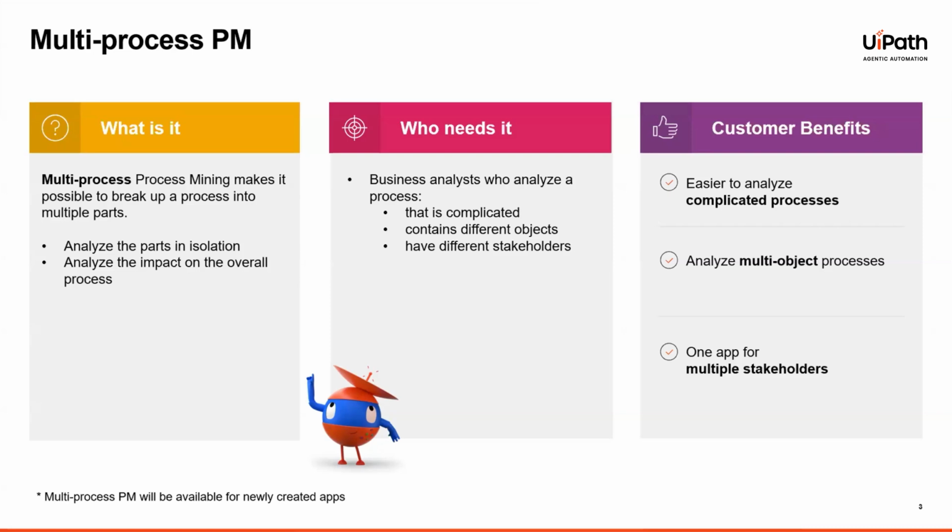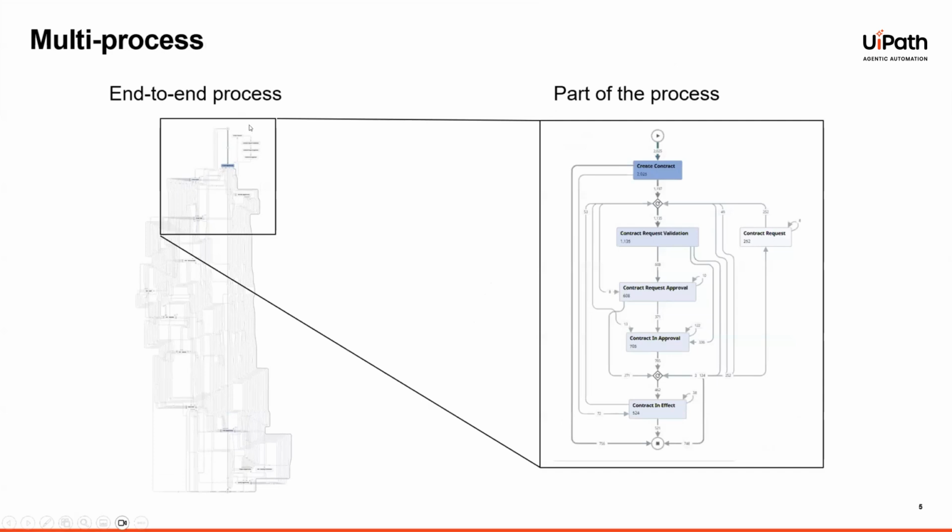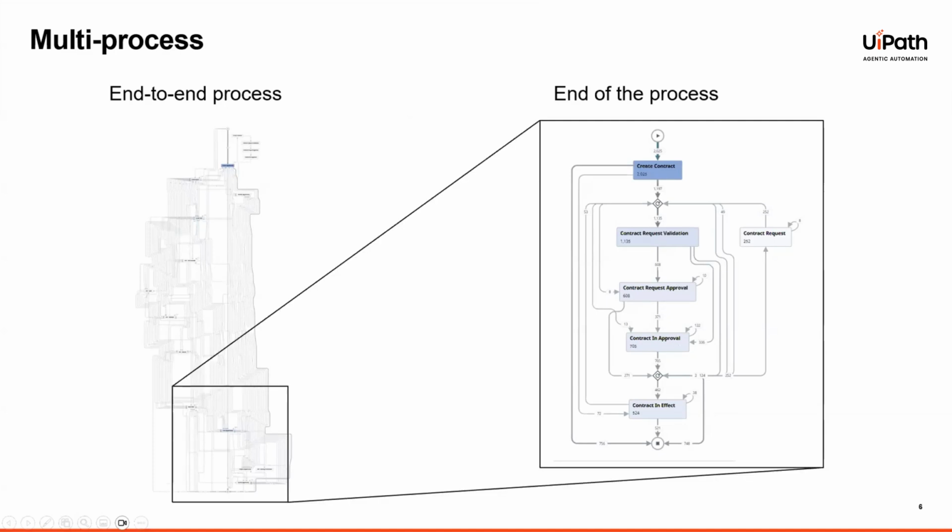And if you have a process with different types of stakeholders who are each responsible for a different part of the process, this is going to help you to cater to these different stakeholders with process mining. So if you look at a process, it easily gets into what we call a process spaghetti, hard to analyze. So in multi-process, you can focus on a smaller part, which is much easier to analyze. And if you see issues in the beginning of the process, you can now see how that affects the downstream of the process.